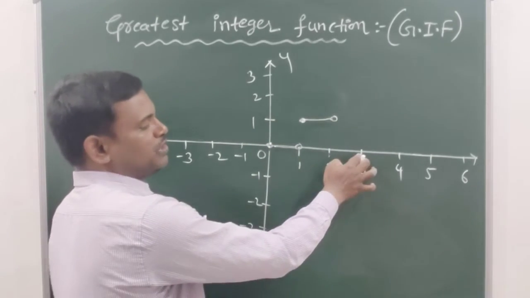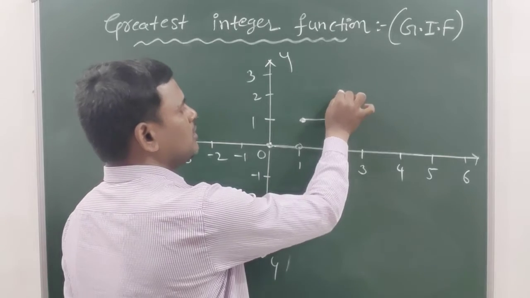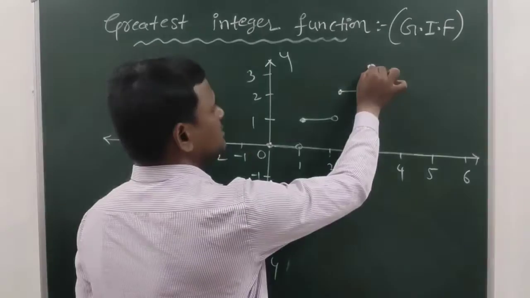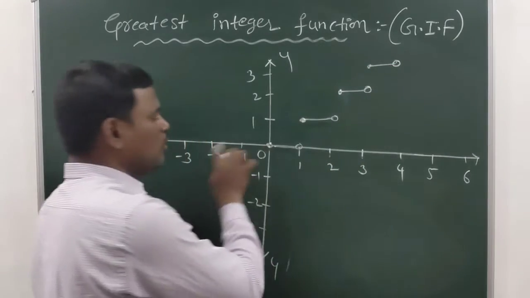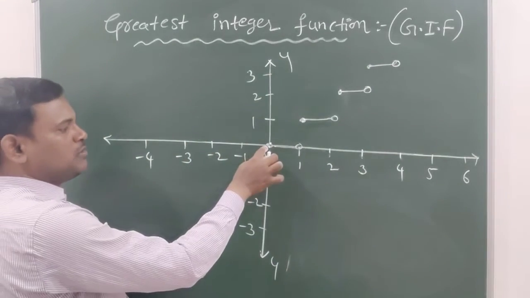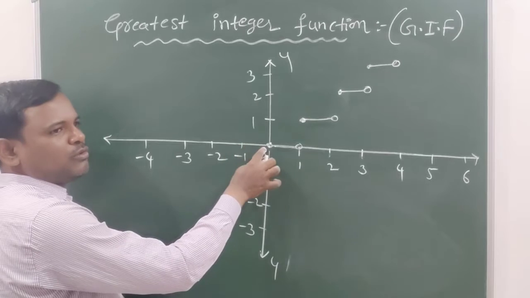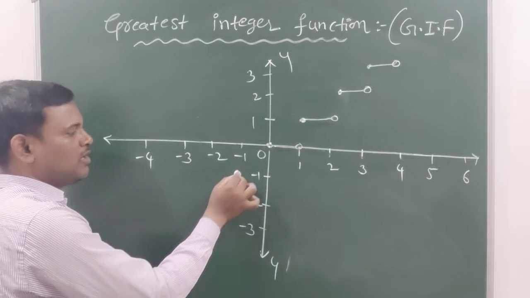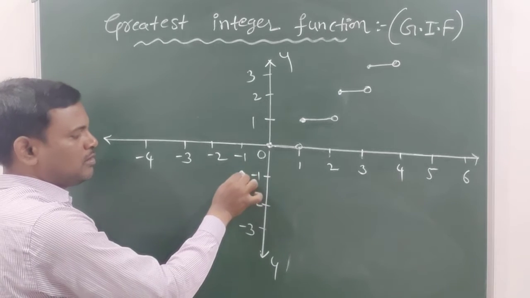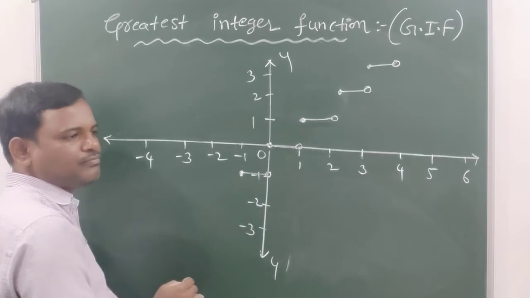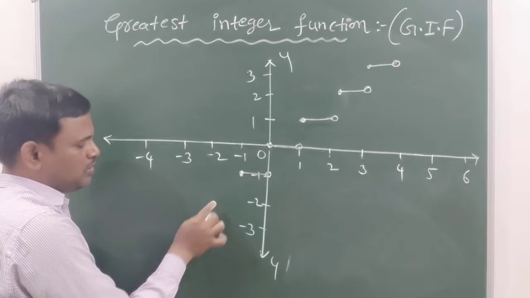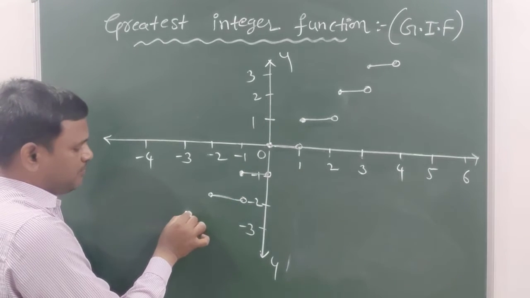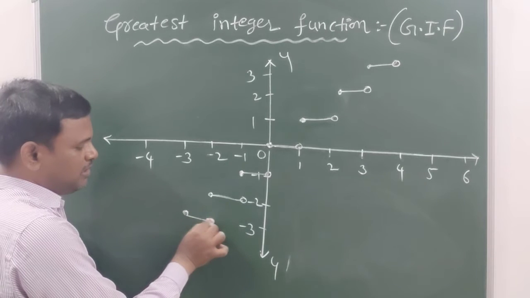Similarly 2 to 3, you get the range as 2. Similarly 3 to 4, you get the range as 3. And when you go to the negative part, from -1 to 0, your range will be -1. Where do we get -1? And here it is open. -2, here it is -2, till here open. -3, range will be -3, here it is open.